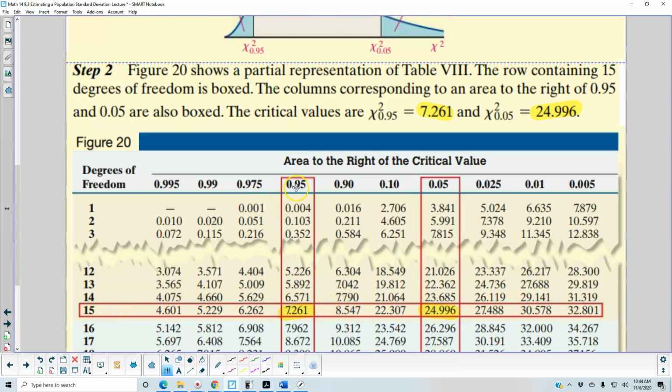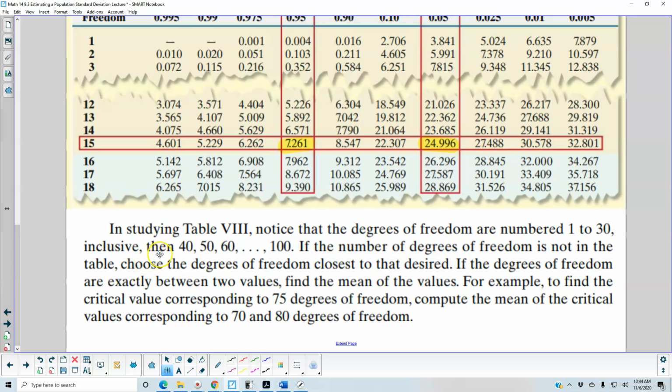Where we see 15 and 0.95, that gives us a number of 7.261. That represents the chi-square with an area of 0.95, which is 7.261, the one on the left. This number needs to be smaller than the one on the right, which you'll find out it is. The column of 0.05 with 15 degrees of freedom gives us a value of 24.996, and therefore that is the critical value on the right. As we go to the right, these numbers need to increase. So the critical value on the left is 7.261, and the critical value on the right is 24.996.